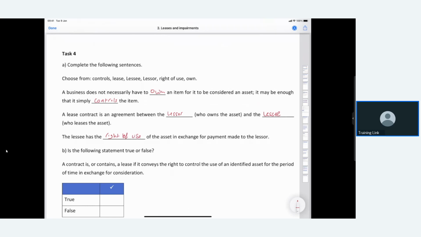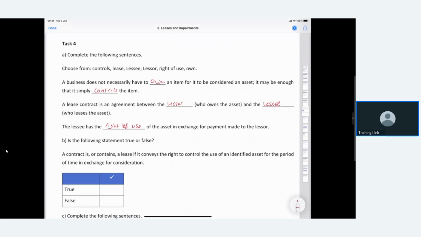The asset in exchange for payment made to the lessor. So what they're saying there is effectively you don't have to outright own that asset. If you are paying for the use of that asset and you have the right to use that asset, then it should be recorded as an asset in your accounts.